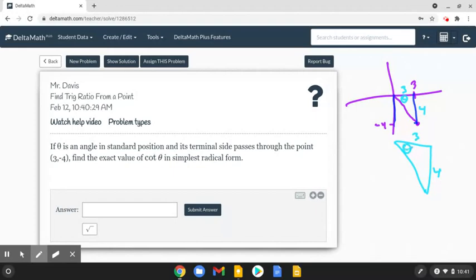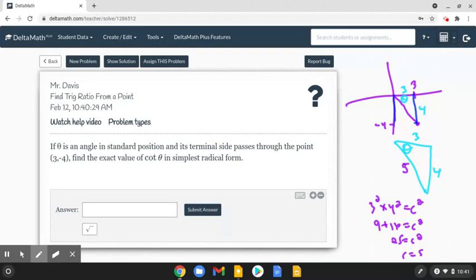Theta goes here. So if we go ahead and find our hypotenuse, our 3 squared plus 4 squared equals C squared. 9 plus 16 equals C squared. So we get 25 equals C squared, and C is 5. It's the 3, 4, 5 right triangle.